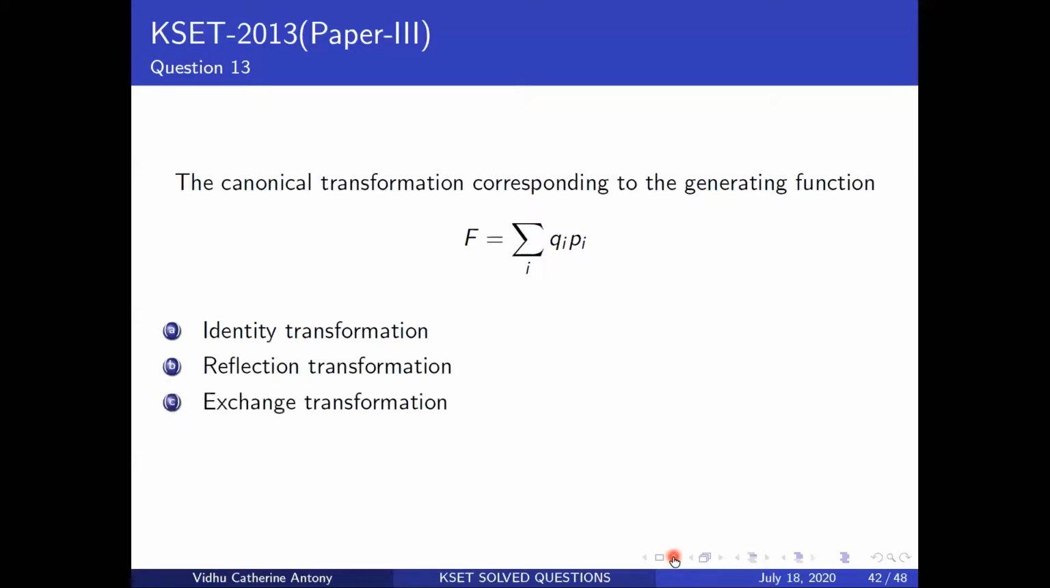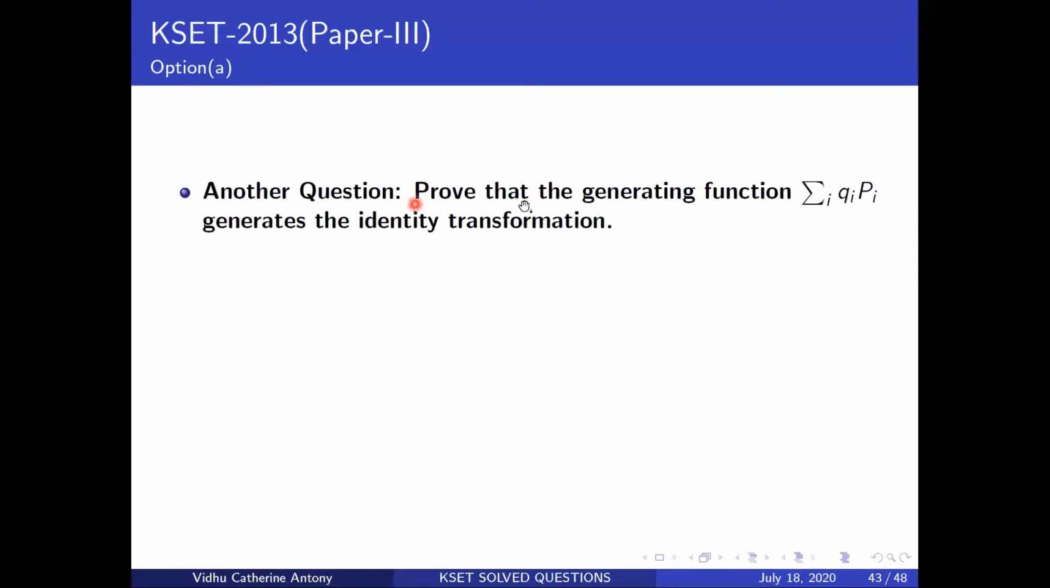I will talk a little bit about generating functions, and then I will tell you what they actually mean by this identity transformation. So I'm going to ask you to solve another question first and then get back to this. Prove that the generating function summation over i of Qi Pi generates the identity transformation. Okay, so let's look at this.